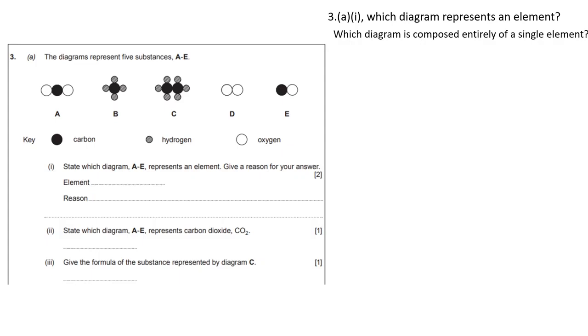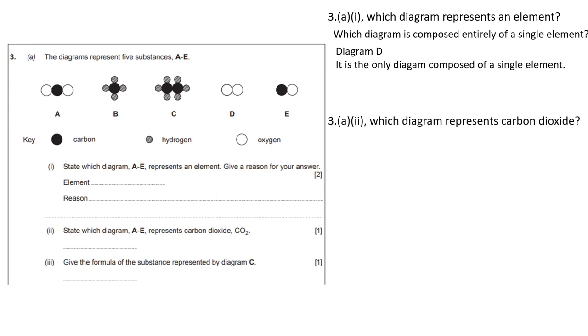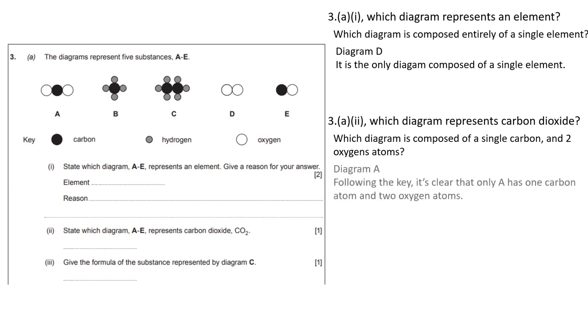And the answer is diagram D. It's the only diagram composed of a single element, that element being oxygen. This is a diagram of O2. Part 2. Which diagram represents carbon dioxide? Following the key, you can easily see which atom is carbon and which atoms are oxygens, and so it's a very simple matter of figuring out that diagram A is comprised of a single carbon atom and 2 oxygen atoms, meaning that diagram A is the answer.